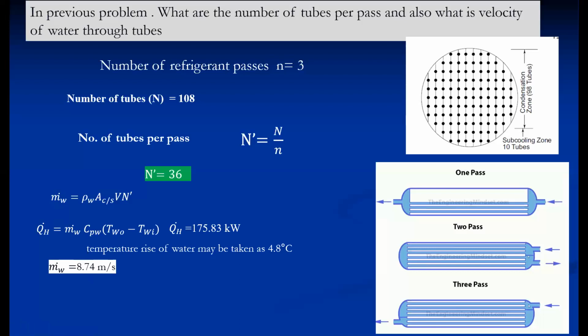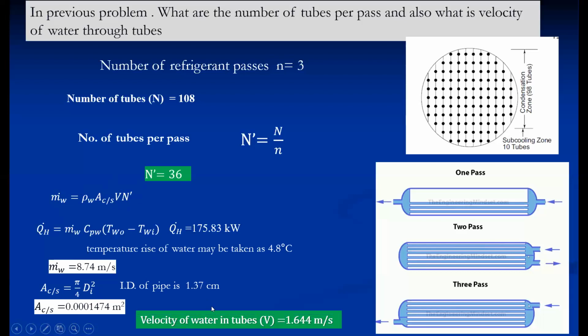Now this m dot W is known to us, rho W is already known because it is water. Even though it is not given, we can consider it as 1000 kg per meter cube. Now the cross-sectional area, obviously this is the inner cross-sectional area, because the flow area for water is the inner cross-sectional area. The inner diameter of the pipe is given, that is 1.37. So from this we can calculate the cross-sectional area. So we have the value of m dot W, rho W, the cross-sectional area, and the number of tubes per pass. So only the velocity is unknown. So the velocity of water in the tube is 1.644 meter per second.